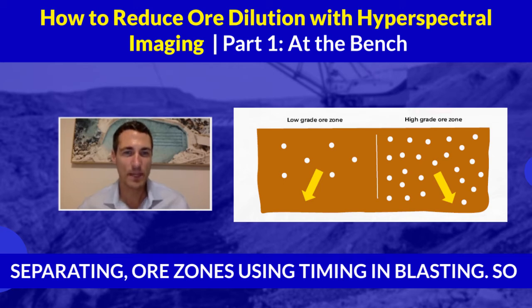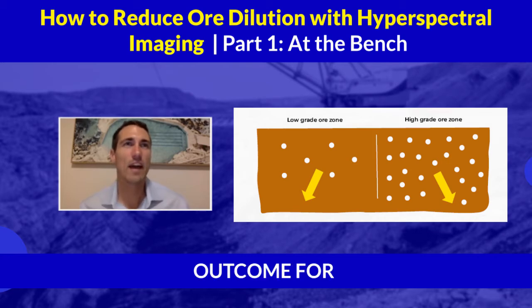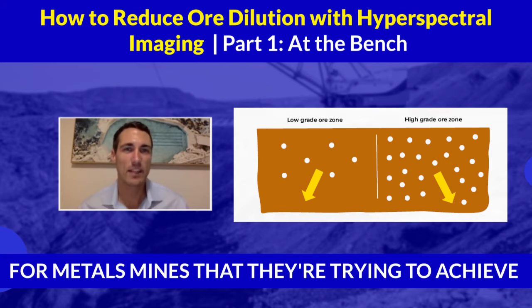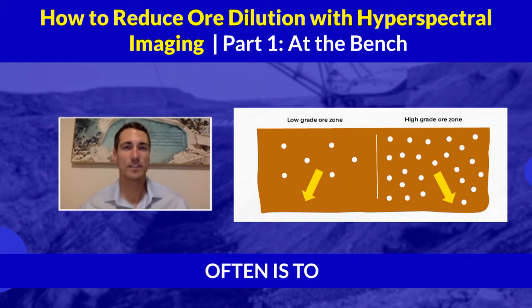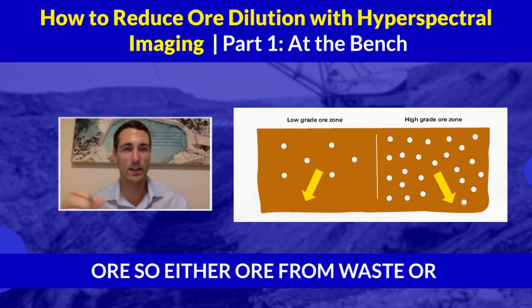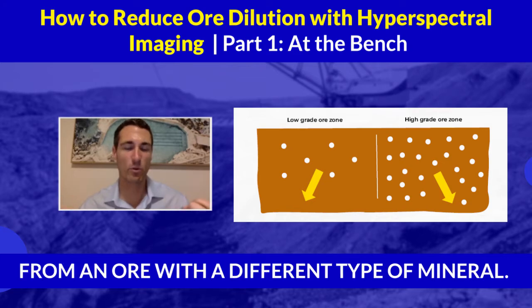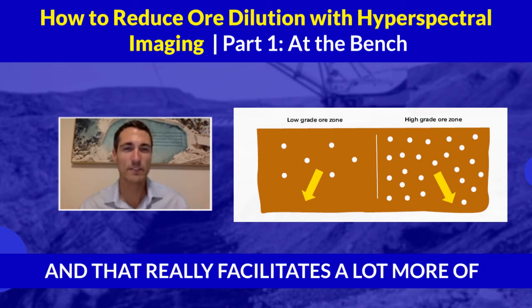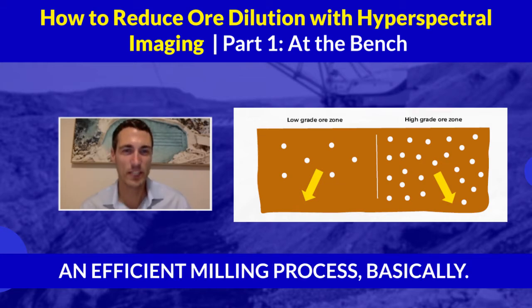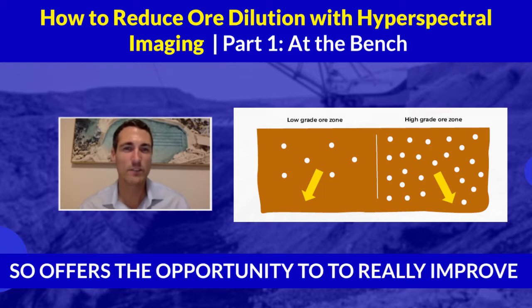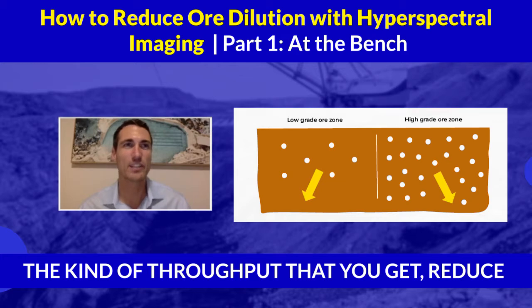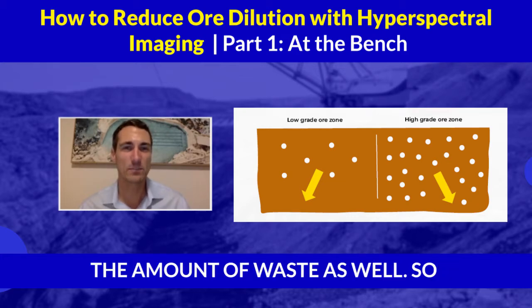Separating ore zones using timing in blasting. So a key outcome that metals mines are often trying to achieve is to separate different types of ore, either ore from waste, or an ore with a certain type of mineral from an ore with a different type of mineral. That really facilitates a more efficient milling process. It offers the opportunity to improve the throughput that you get, and reduce the amount of waste as well.